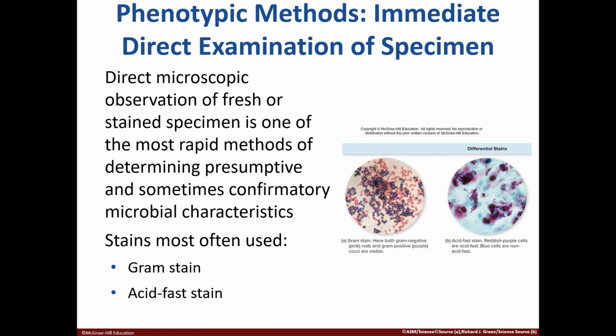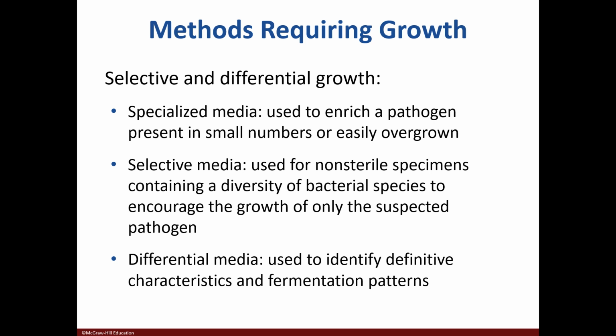The phenotypic methods can immediately be examined. A stained specimen is one of the most rapid tests to determine presumptive characteristics. The stains typically used include the Gram stain and acid-fast stain.